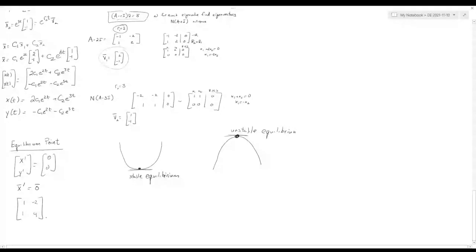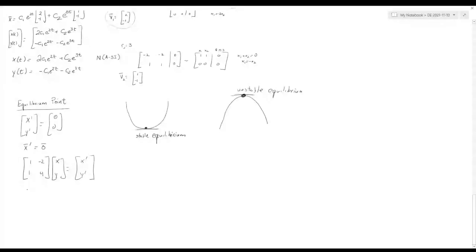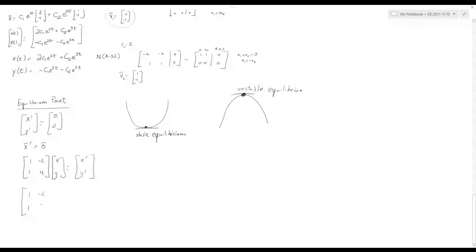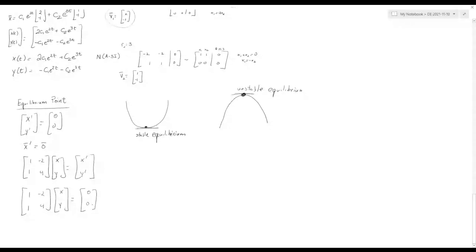If you have this A x equals x prime business, and you want to find the equilibrium point, you would set x prime and y prime equal to 0 and then solve for x and y. Our original matrix A is invertible, so the only solution is that x and y are both 0. Hence, that's why they talk about the equilibrium point at the origin.